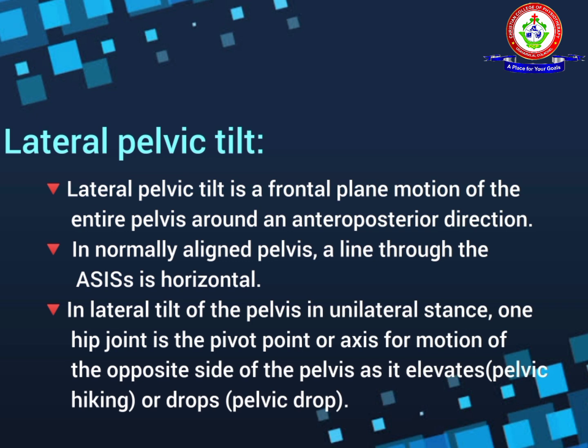Next, we can see about lateral pelvic tilt. Lateral pelvic tilt is a frontal plane motion of the entire pelvis around an anterior-posterior axis. In a normally aligned pelvis, a line through the ASIS is horizontal. In lateral tilt of the pelvis in unilateral stance, one hip joint is the pivot point or axis for motion of the opposite side of the pelvis as it elevates or drops.